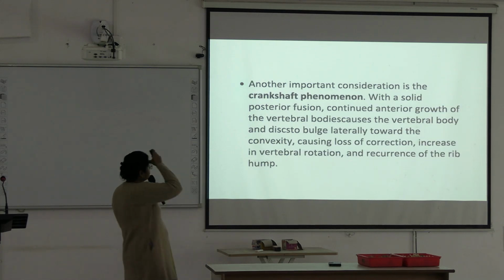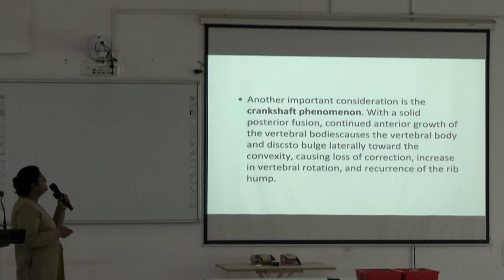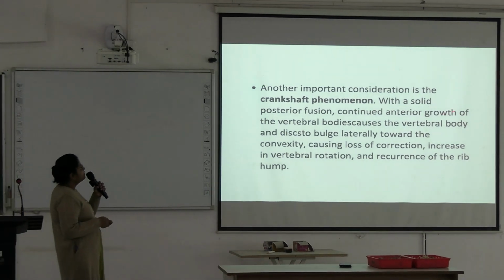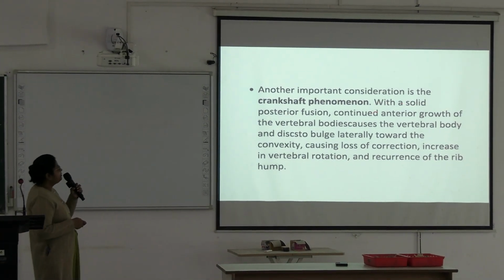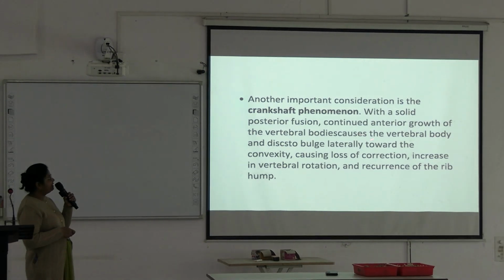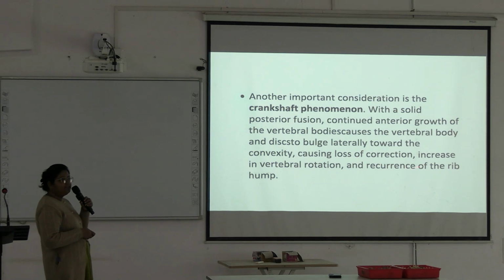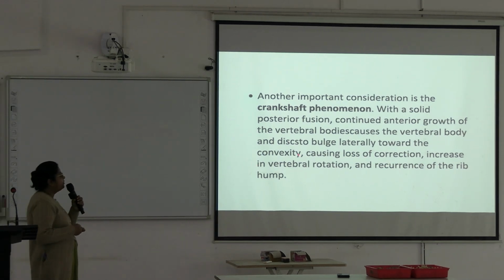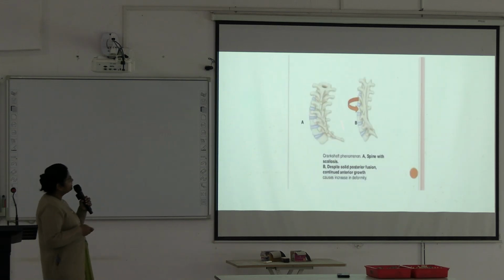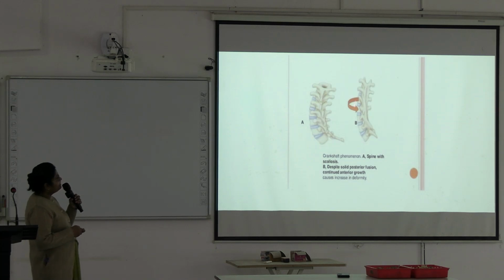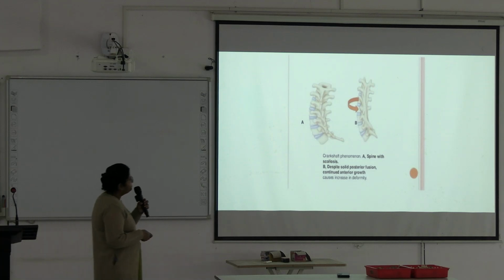Next, another important consideration is crankshaft phenomenon with a solid posterior fusion. Continued anterior growth of the vertebral bodies causes the vertebral body and discs to bulge laterally towards the convexity, causing loss of correction, increase in vertebral rotation, and recurrence of the rib hump. Next, there is a picture here. This is crankshaft phenomenon, fusion in the posterior part of the vertebral bodies. That is not much important.